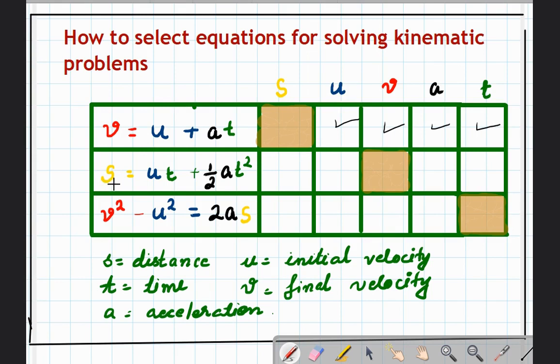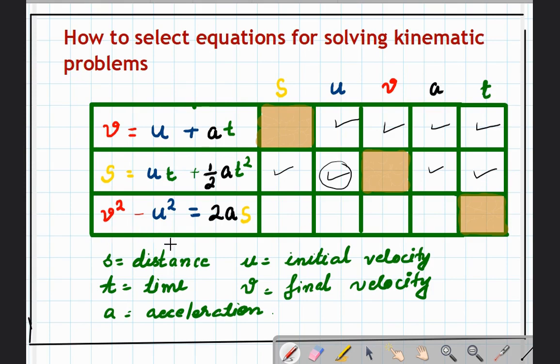Similarly, if you see the second equation also, again I have 4 variables, that is s, u, a, and t. So if I have to find u, then I should have the values of s, a, and t. Then I can use this equation.